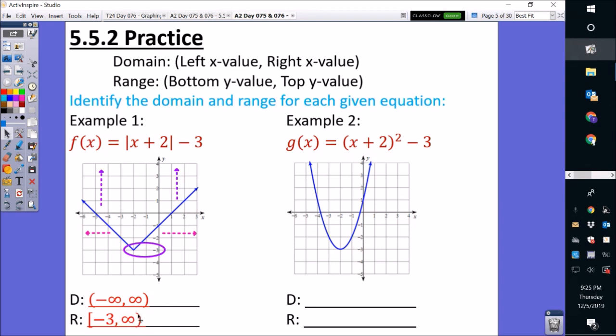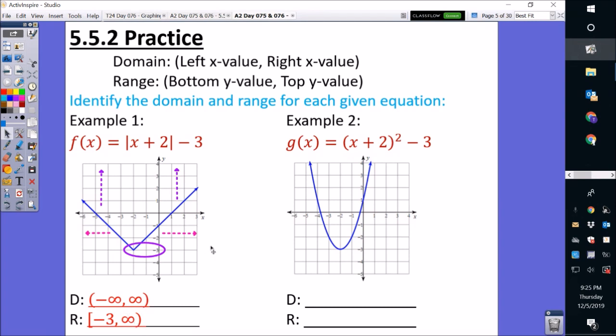Now, the parenthesis on infinity is because we cannot reach infinity. Whatever number you find, you're always going to find a higher number. So you will never be able to reach it because it's going to keep going forever.